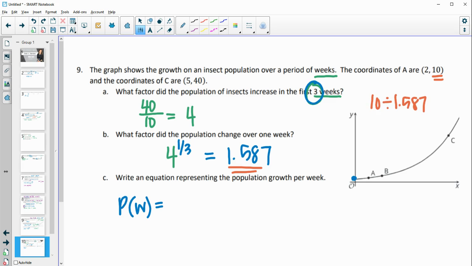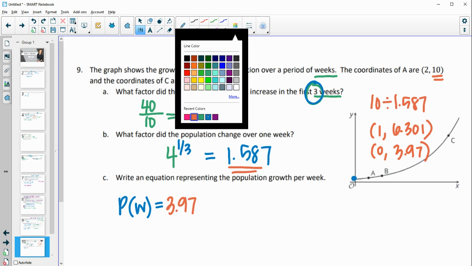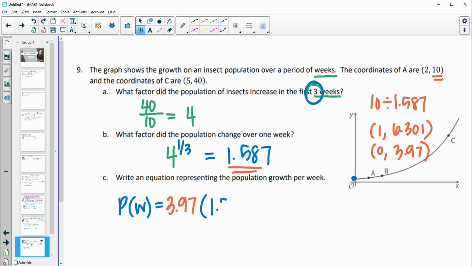gives us a population at 1 of 6.301. Then we'll divide again 1 by 1.587 to get back to year 0. We would be at 3.97. So I just went backwards. If we multiply by the growth rate to move forward, we divide by it to go backwards. So I took this 10 divided by the 1.587 twice. That gives me my initial population of 3.97. Then we're going to multiply that by our growth factor of 1.587 per week.